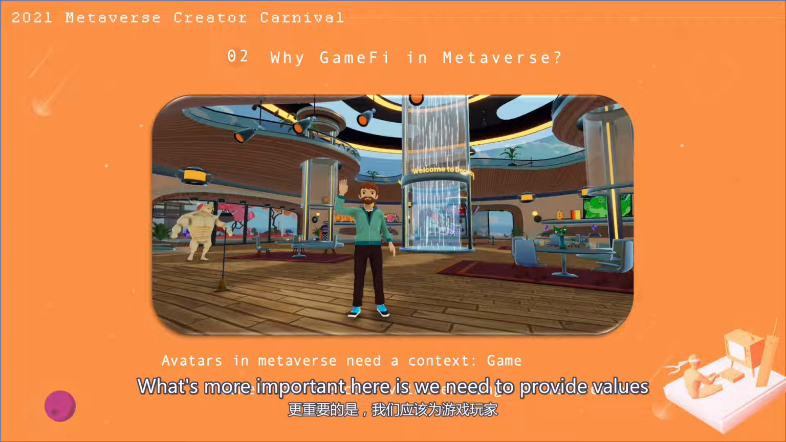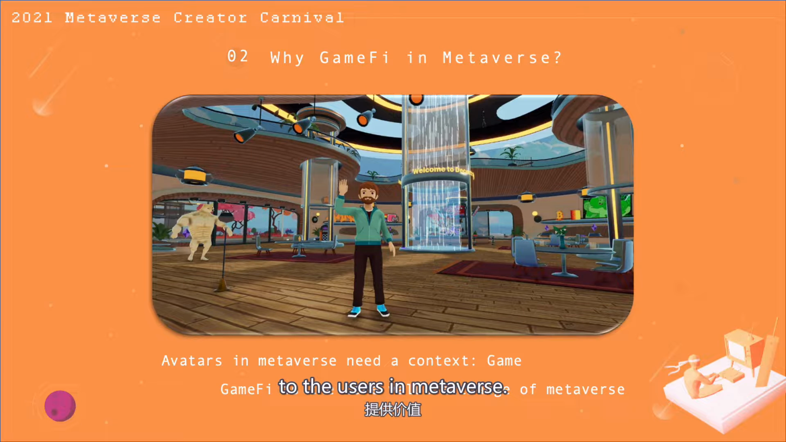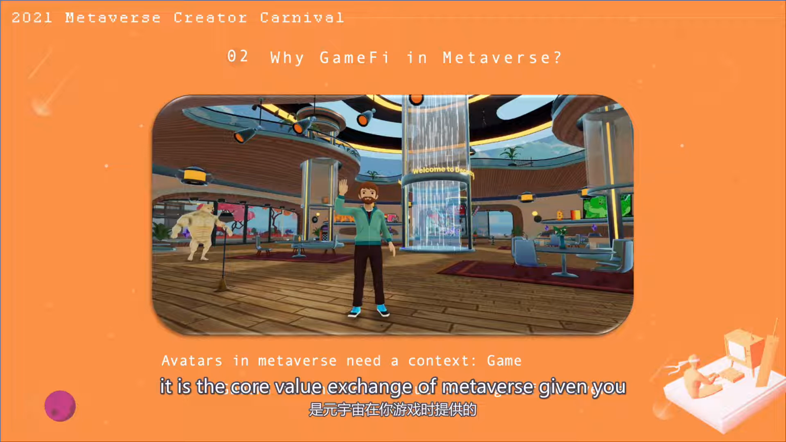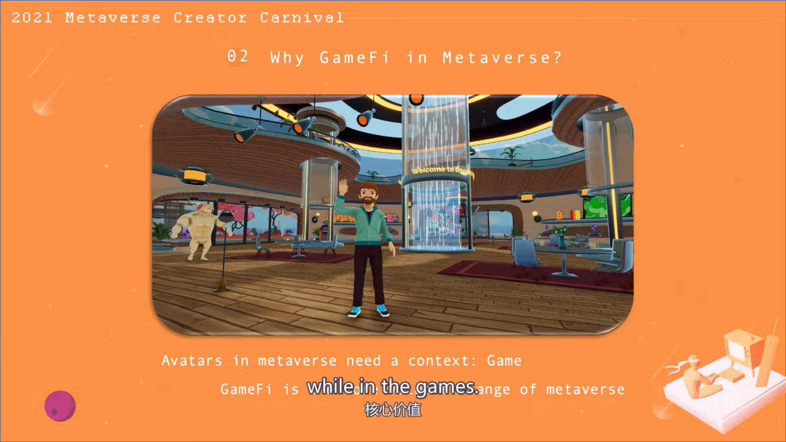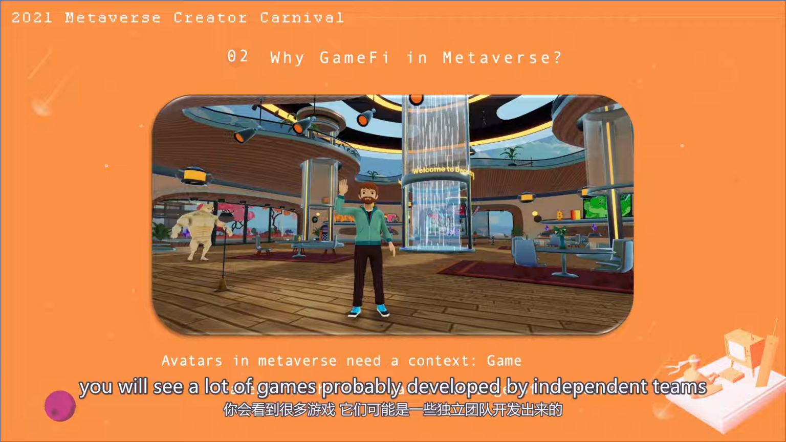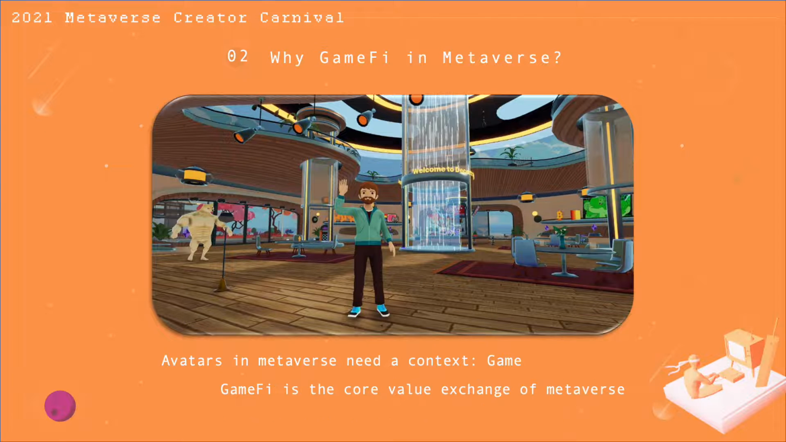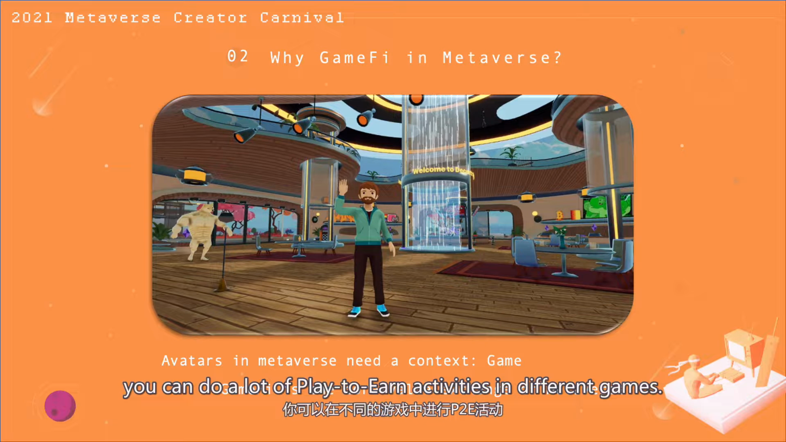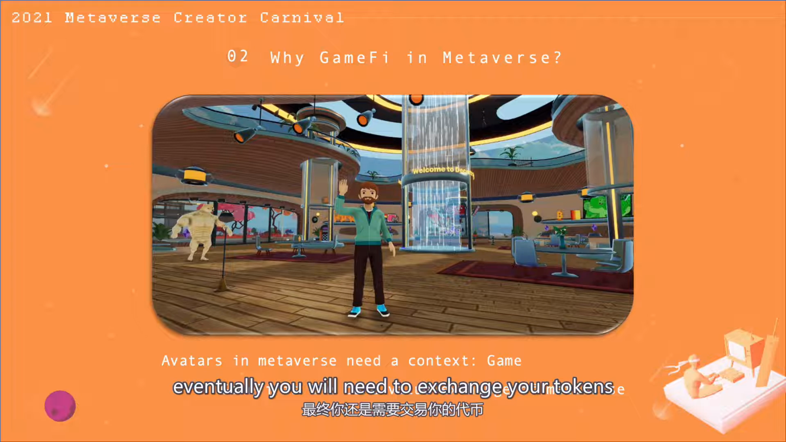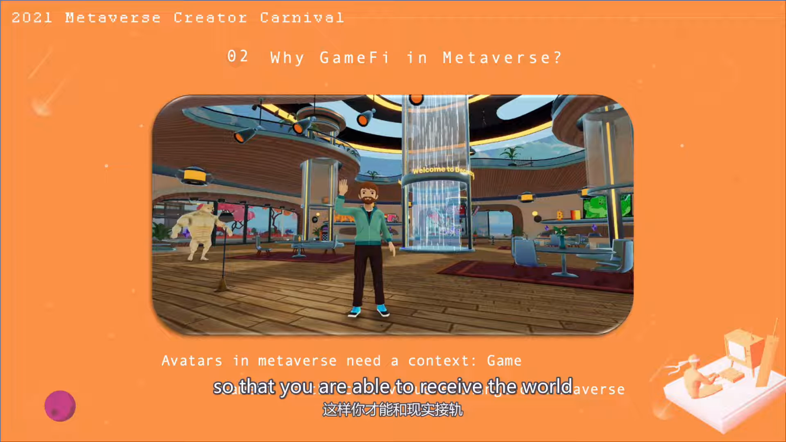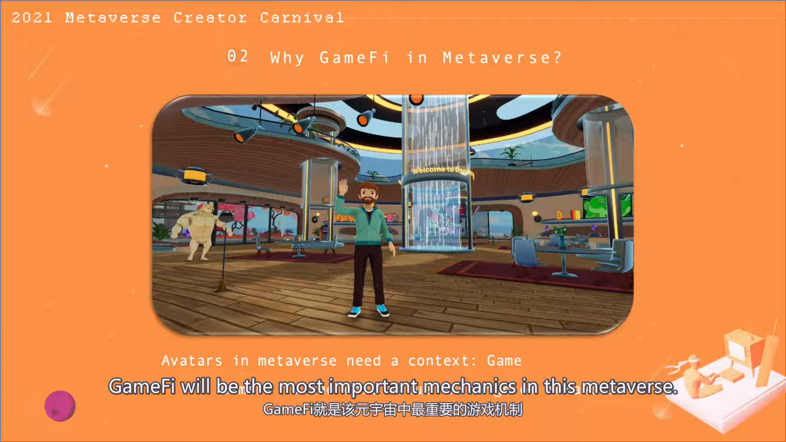What's more important here is we need to provide value to the users in Metaverse. And apparently, Gamefi is the core value exchange of Metaverse, given you are in the games. Personally, I feel like in the future there will be a lot of Metaverses, and within them you will see a lot of games probably developed by independent teams. As a user, you can do a lot of play-to-earn activities in different games, and of course eventually you will need to exchange your tokens so that you are able to receive the reward. In that case, Gamefi will be the most important mechanic in this Metaverse.